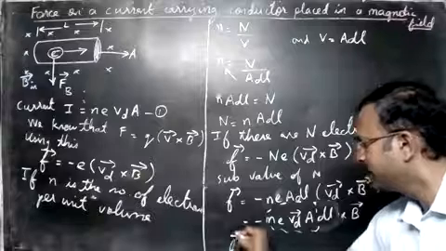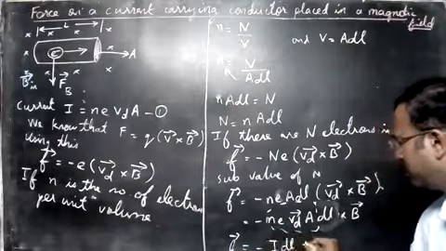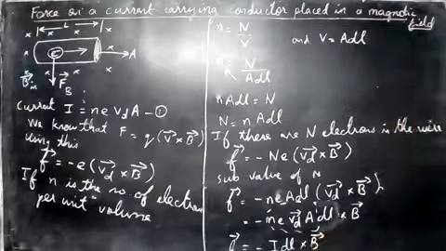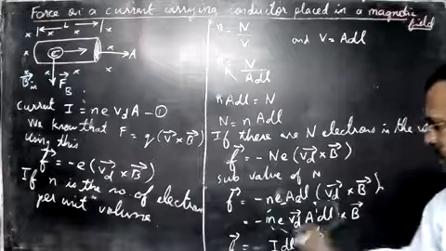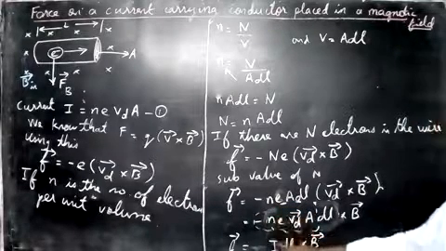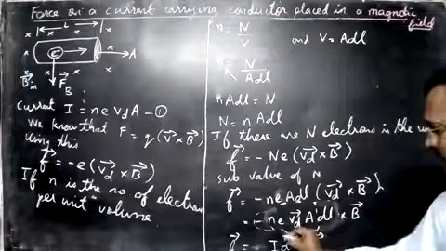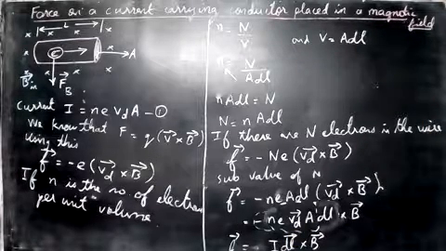small f is equal to minus of I dl cross B vector. But we don't take the minus sign now. Why? Because I take this minus sign also together, minus sign also is taken as I. So F is equal to I dl cross B vector. So this is a vector quantity. This is one thing we know.